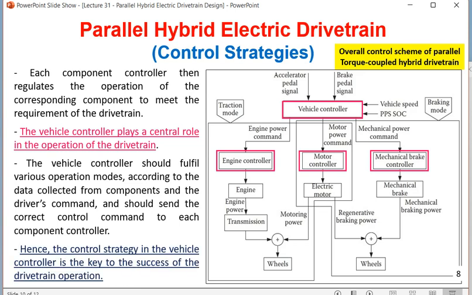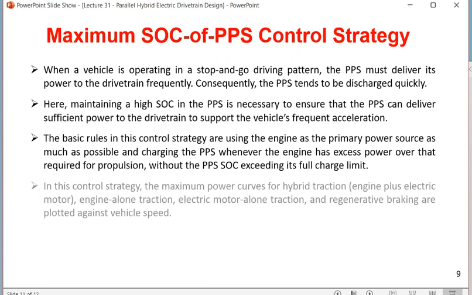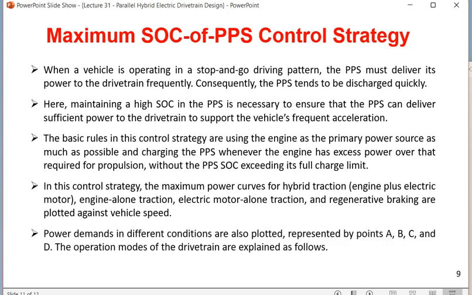The control strategy in the vehicle controller is the key to success of the drivetrain operation. There are 2 strategies, as we have seen in case of series hybrid. Here also there are mainly 2 types of control. The first one, or the more complicated one, is the maximum SOC of PPS control strategy. So we are supposed to keep the state of charge of the PPS, that is peaking power source, at 100%. Always we have to try to do that.